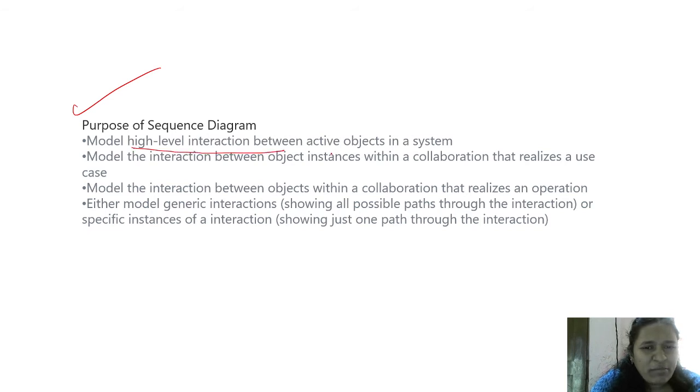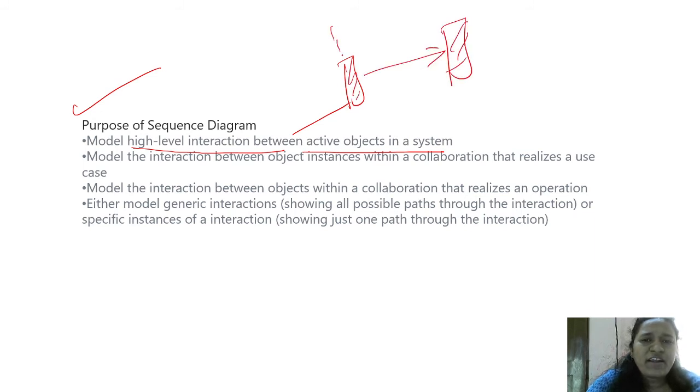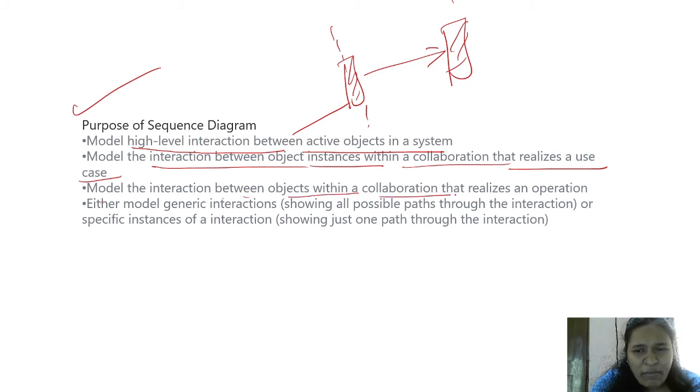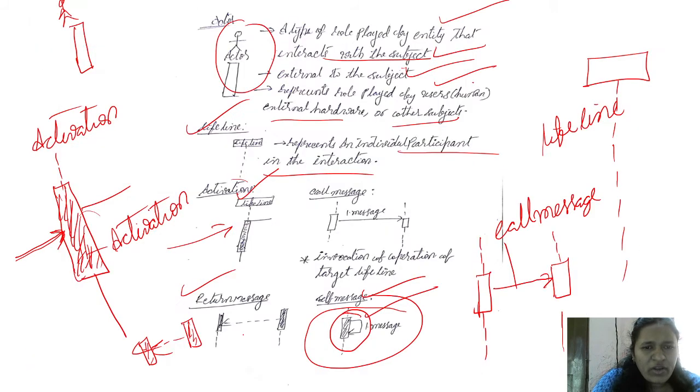High level interaction between active objects in the system. These are the active objects, right? We are showing high level interaction between the active objects in the system. Model the interaction between object instances within a collaboration that realizes a use case. Model the interaction between objects within a collaboration that is realizing an operation, right? That means it is doing the operation here. Okay, I hope you understand about the sequence diagrams.